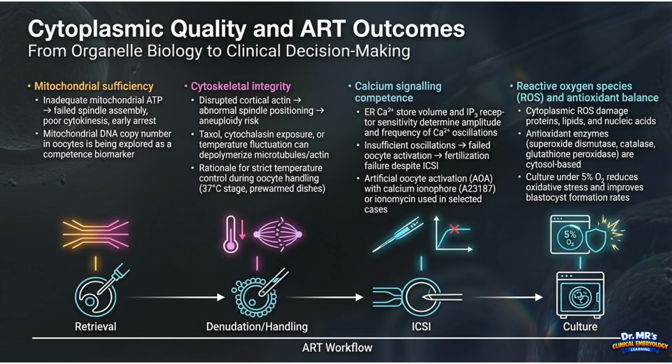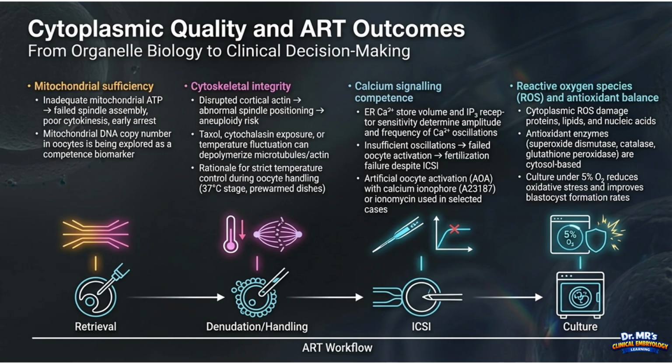Microtubules depolymerize rapidly when temperature drops even a few degrees below 37 degrees Celsius. This is the biological justification for strict temperature control throughout oocyte handling. A pre-warmed microscope stage, pre-warmed dishes, minimize time outside the incubator, and careful attention to every step in the intracytoplasmic sperm injection procedure. It is not ritual, it is cytoskeletal protection.